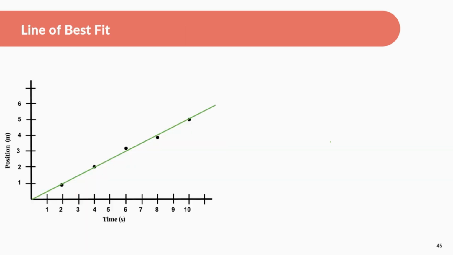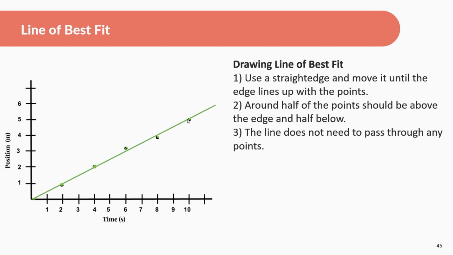Okay, so now we're going to talk about a line of best fit. We do this a little bit, but it's more important just to understand the concept because there are not too many problems related to this. So what is the line of best fit? That is, I believe it's a red line right here, this line that's going through all of these different dots that we just plotted. Drawing a line of best fit: use a straight edge like a ruler and move it until the edge lines up with the points. Around half of the points should be above the edge and half below. The line does not need to pass through any points. Okay, so that's just how you draw a line of best fit.